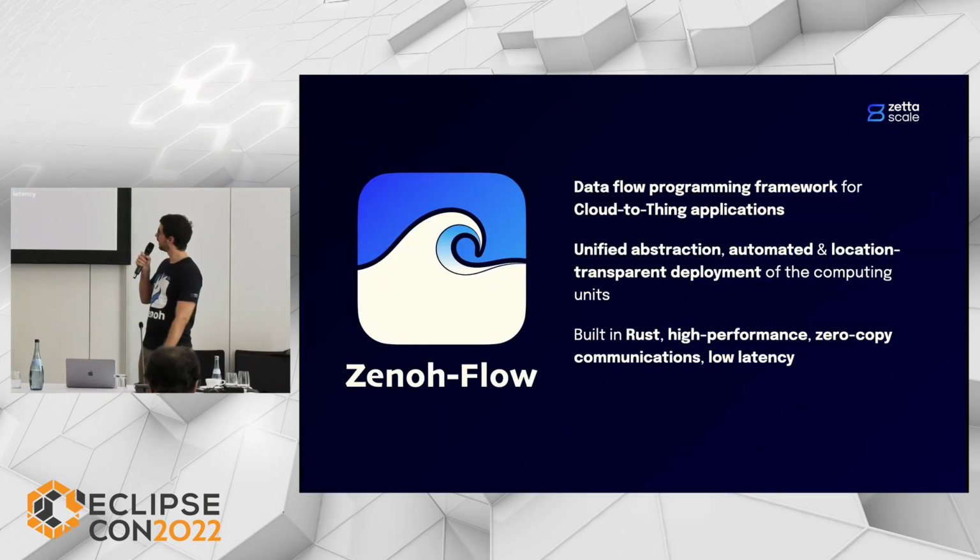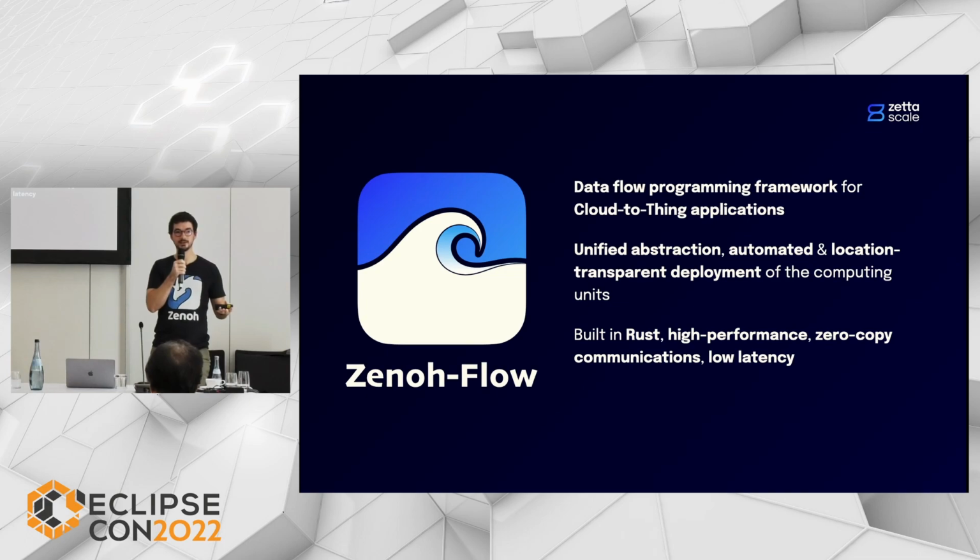So first off, what is Zenoh-Flow? Zenoh-Flow is data flow programming for cloud-to-thing applications. With cloud-to-thing applications, the idea is to be able to target things that go from the microcontrollers up to the cloud and, in between, the edge. For that, we provide a unified abstraction, meaning that no matter where you want to deploy your application, you should have exactly the same abstraction. No need to use a different framework, no need to use a different language. It's Zenoh-Flow. We want to automate and make the deployment location transparent.